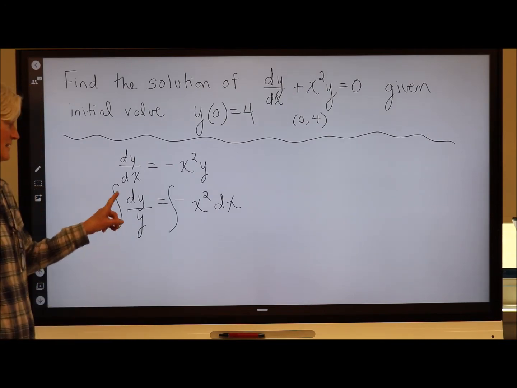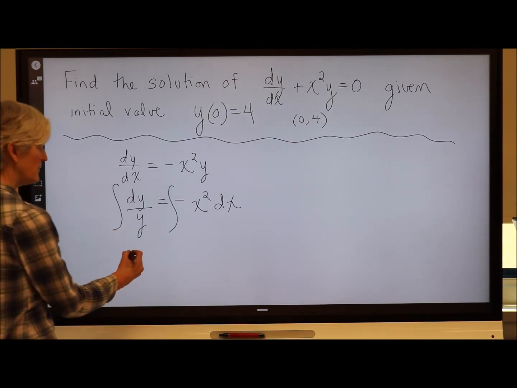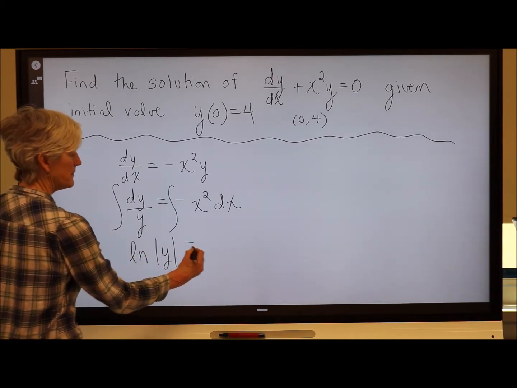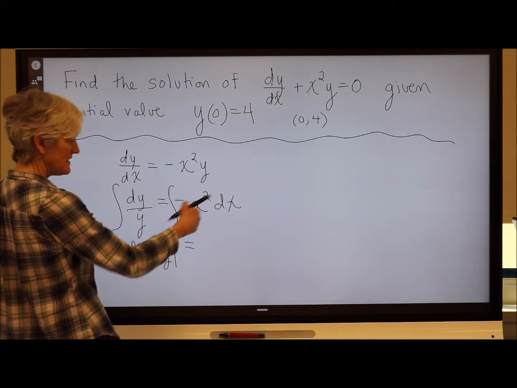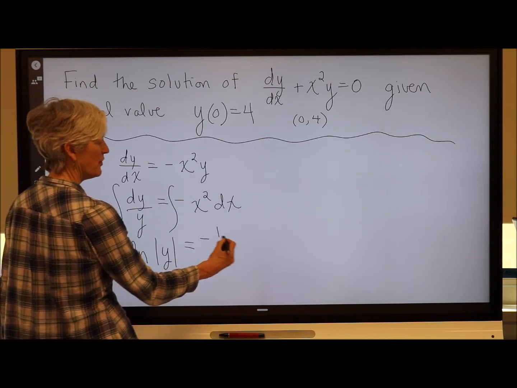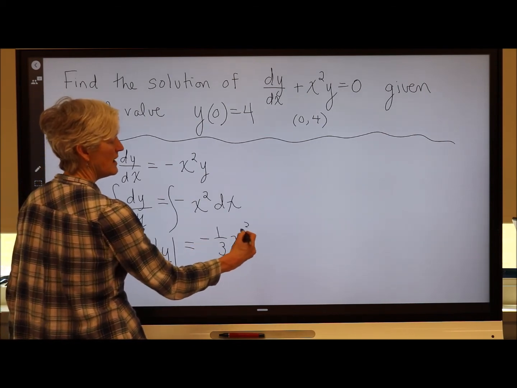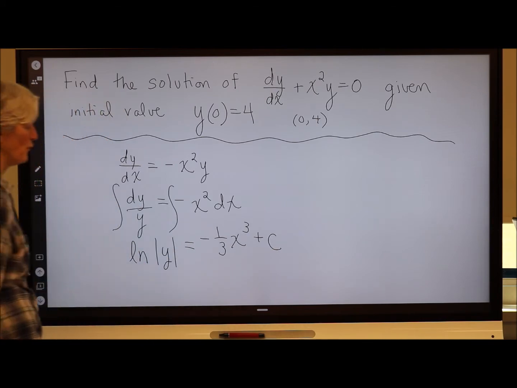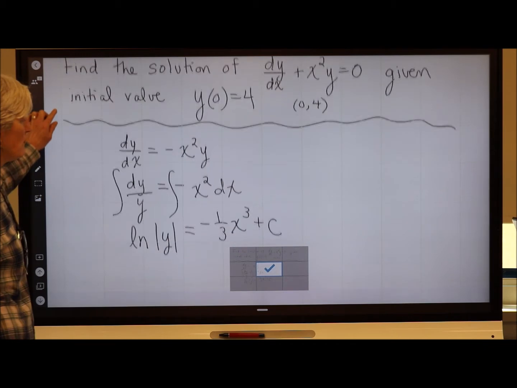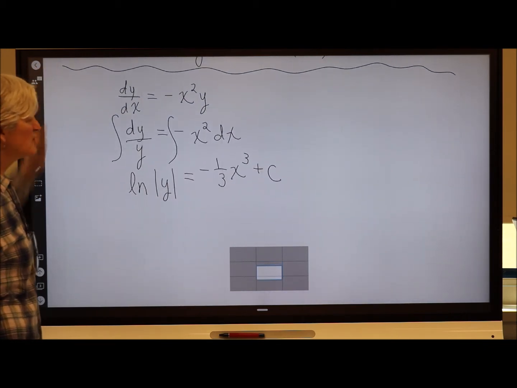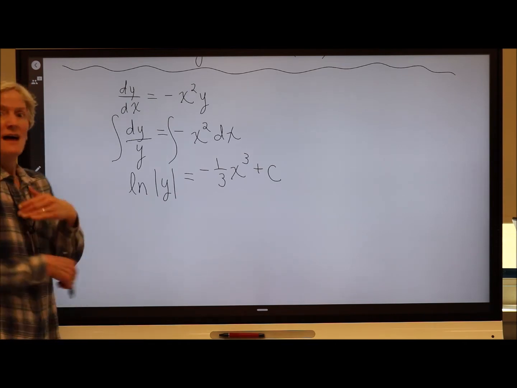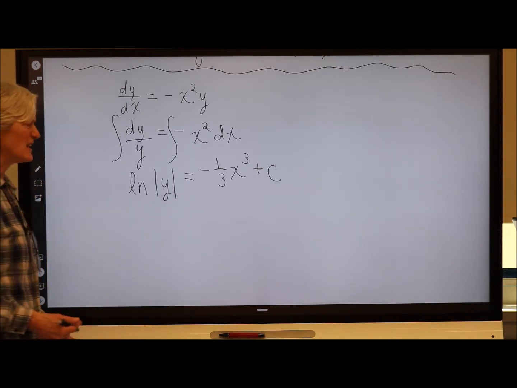Ooh! 1 over y, the antiderivative of 1 over y is the natural log of the absolute value of y. The antiderivative, or the indefinite integral, of negative x squared is negative 1/3 x cubed. I'm putting my plus c over there. Okay, but now I want to solve for y. So algebra isn't going to do the trick, because I have a natural log, a transcendental function. Think about how you're going to isolate y here.